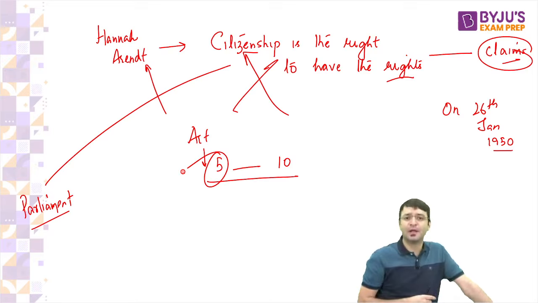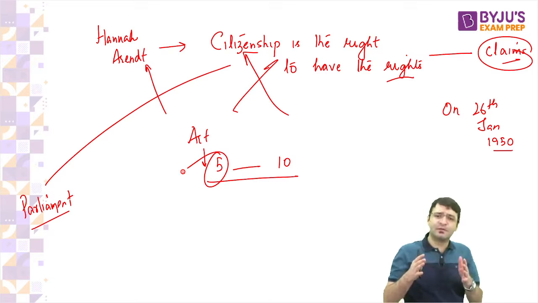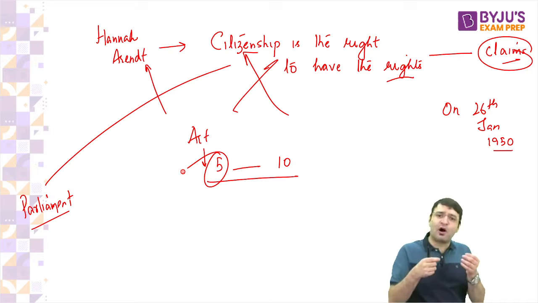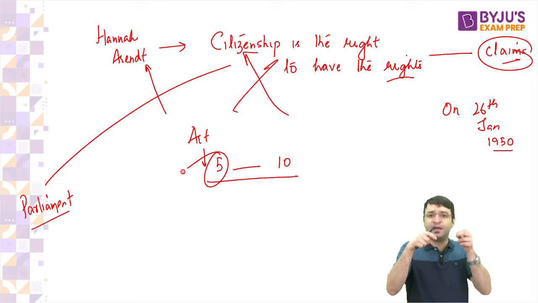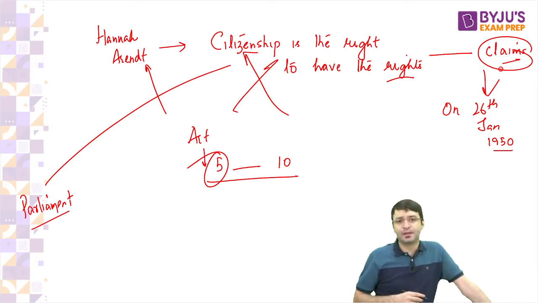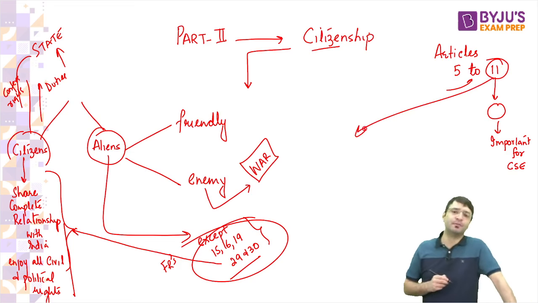So Articles 5 to 10 are not relevant for your exam now. Why? Because we are past that stage. These articles spoke of who is the citizen of India at the time of the commencement of the Constitution. That is why I said it is Article 11 which is important for you.